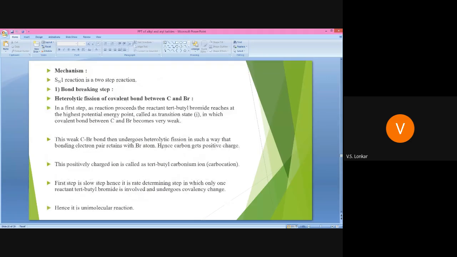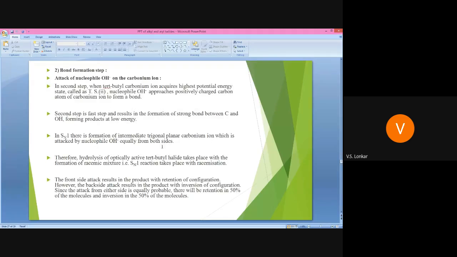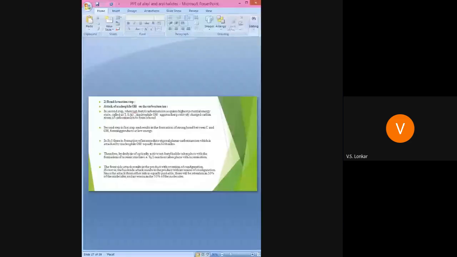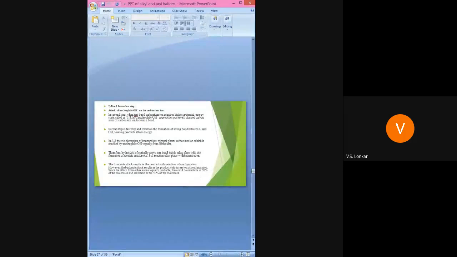Okay, got it? First step. Any doubt regarding the first step? Very simple step. Then the second step. First tell me, is there any problem in the first step? Just say yes or no fast. No? Okay, very simple mechanism.